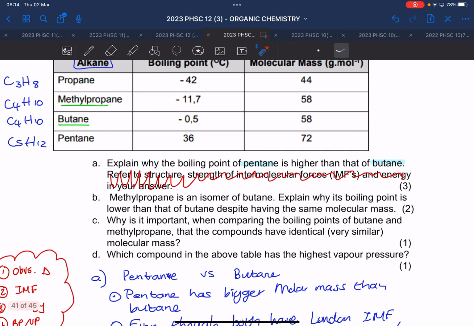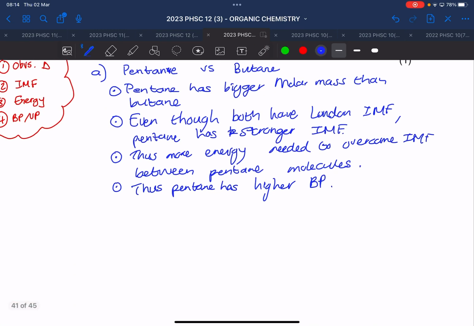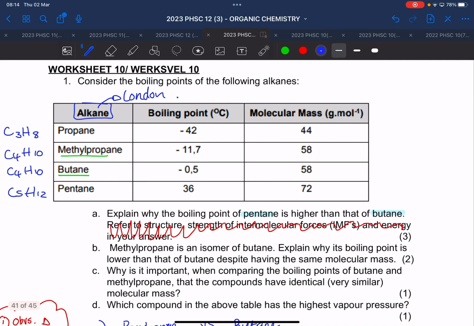Now they ask, explain why its boiling point, so methyl propane, is lower than that of butane, despite having the same molar mass. Alright, now even though it only counts 2 marks, you are still going to mention those 4 things. Okay. So as question B. Now, just because I am lazy, I don't want to write methyl propane the whole time. I'm going to just number these. I'm going to make this A, B, C, D. Then we can just say B has a higher than C.